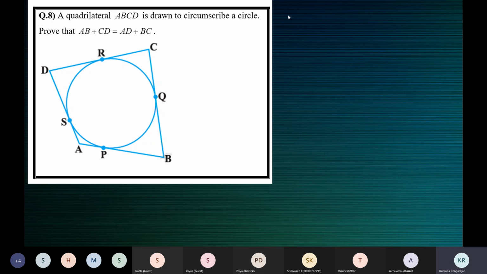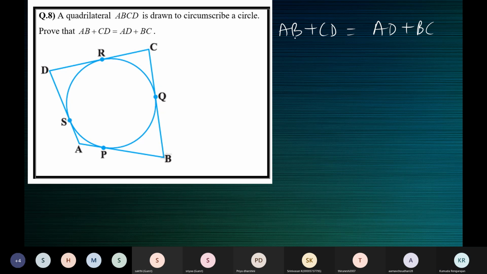We just understood how to prove that AB plus CD, opposite sides, is equal to AD plus BC. Supposing the question is, prove that if a parallelogram circumscribes a circle, it's a rhombus. That is, if ABCD is a parallelogram circumscribing the circle like this, then prove that ABCD is a rhombus. For that, you should get this result. You should prove this: AB plus CD is equal to AD plus BC.